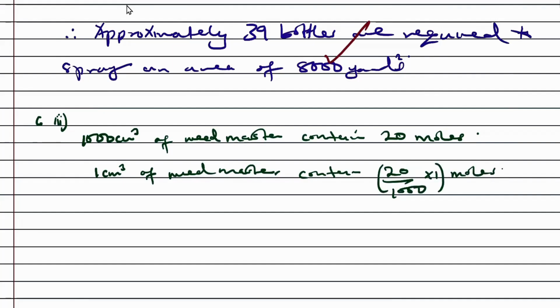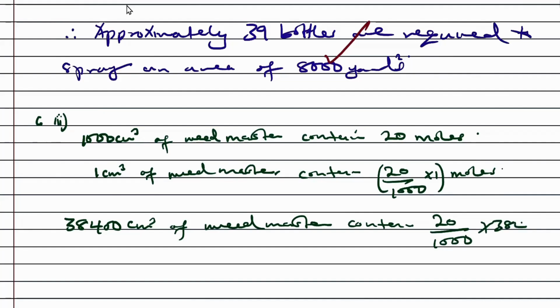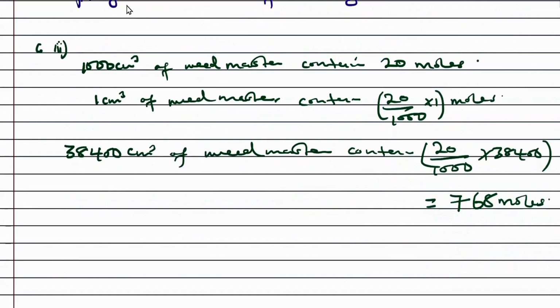So then what about the volume here which is required? It was the 38,400 cubic centimeters of the Weedmaster contain, so we have now the 20 divided by the 1,000 multiplied by the 38,400. So these are moles, and if I compute, I'm getting 768 moles. I can now conclude that therefore 768 moles are required. That is Roman numeral 3 of part C.